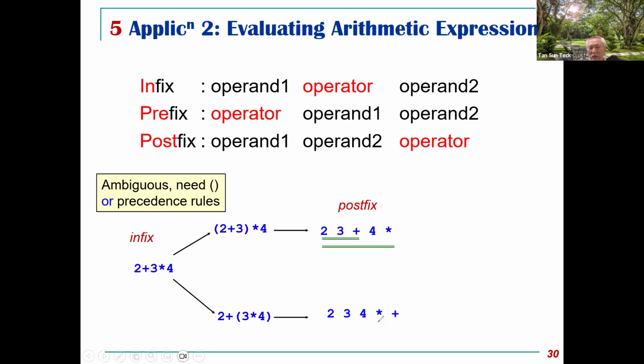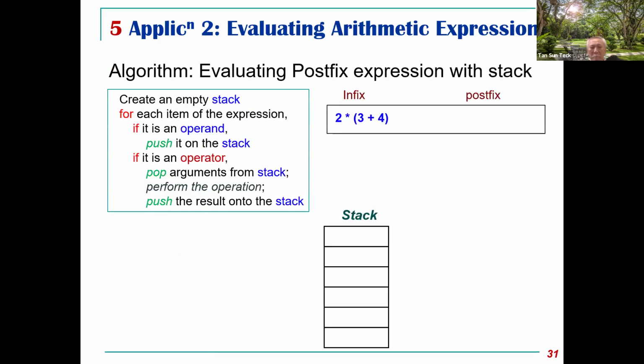So meaning that the first operator you encounter is 3. So therefore, you will take the two operands in front and apply multiplication to it, you get 12. And then 2 and 12 will become operands for the plus. Yeah. So that's the first operation, and then the second operation. So again, this has unique interpretation, no ambiguity. So therefore, you do not need precedence rules.